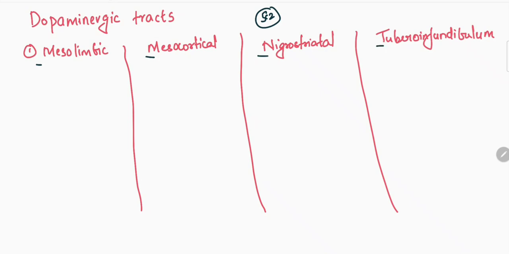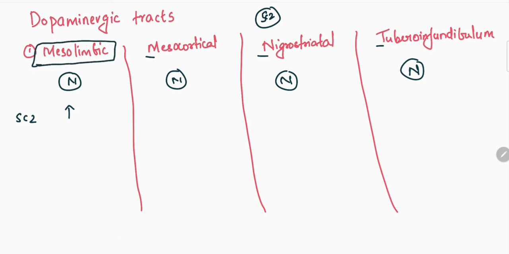and tuberoinfundibular tracts. These are the dopaminergic tracts, they carry dopamine, which is a neurotransmitter. Now, in a normal person, what is the level of dopamine in all of these tracts? In a normal person, the dopamine levels in all these tracts will be normal. Now, in a schizophrenia patient, listen carefully, the dopamine level increases in the mesolimbic tract. The dopamine level increases in the mesolimbic tract.